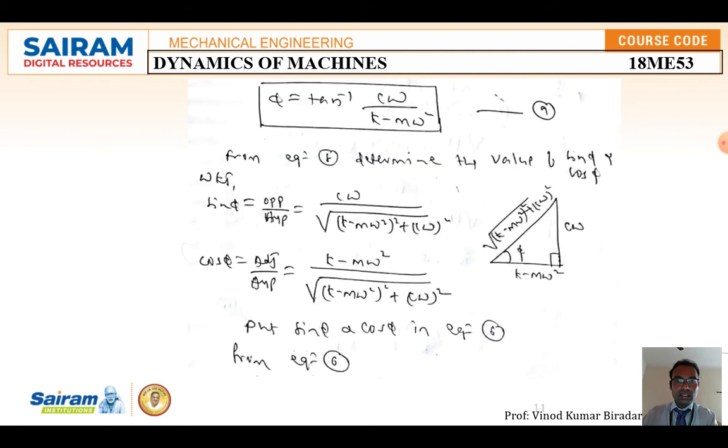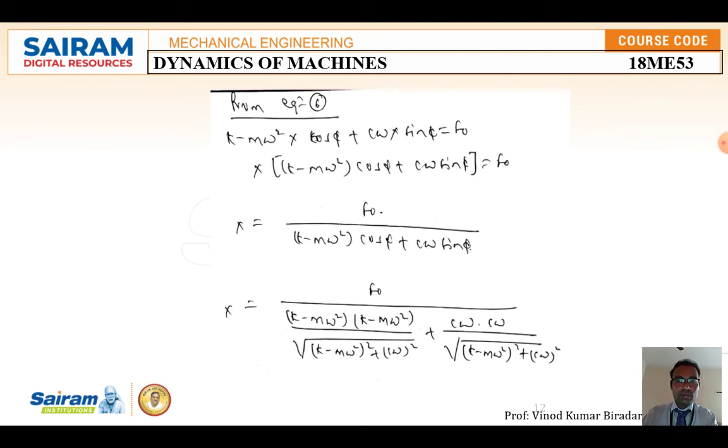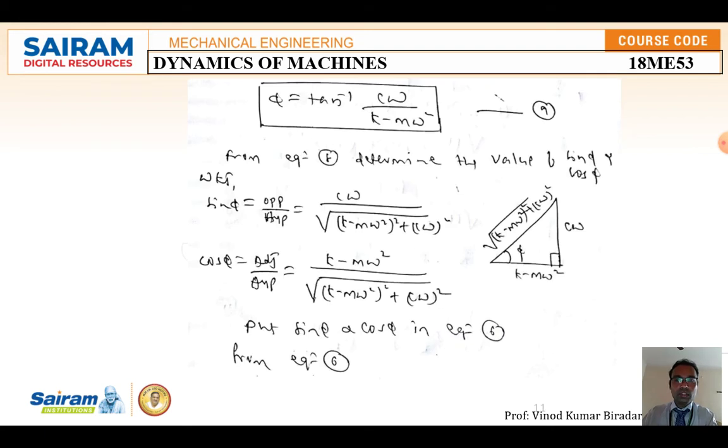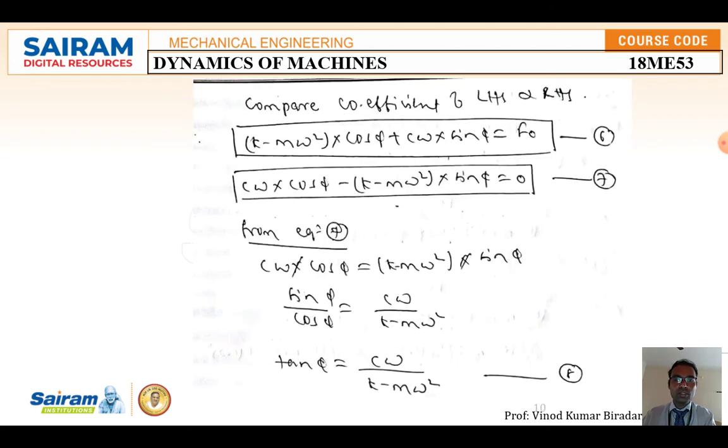So here the sin value, the opposite value is what? Here sin is opposite by hypotenuse, so opposite is c omega, and k minus m omega square. So what is the use, Pythagoras theorem here. Okay, so square root of (k minus m omega square) whole square plus (c omega) whole square. Okay, so opposite is c omega, and hypotenuse is nothing but this expression. Okay, similarly cos phi is equal to adjacent by hypotenuse, so adjacent is k minus m omega square whole divided by hypotenuse, this value. Okay, put sin alpha and cos alpha in equation number 6.